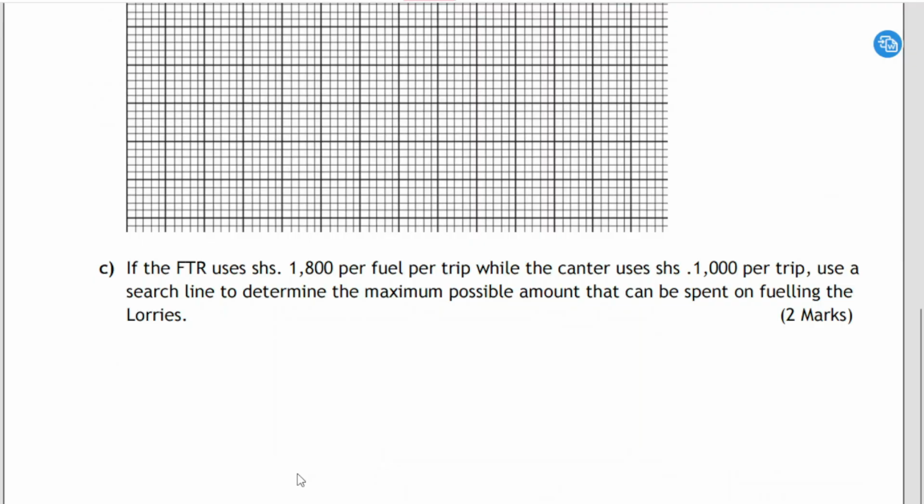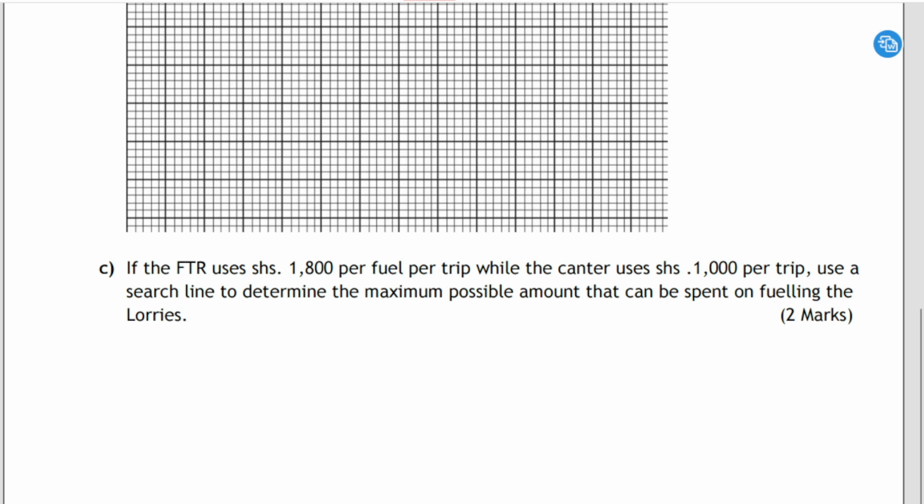Now part C is about optimization. If FTR uses 1,800 per fuel per trip, while Canter uses 1,000 per trip, use a search line to determine the maximum possible amount that can be spent for fueling. So that is the process of maximization. We have 1800 for FTR.